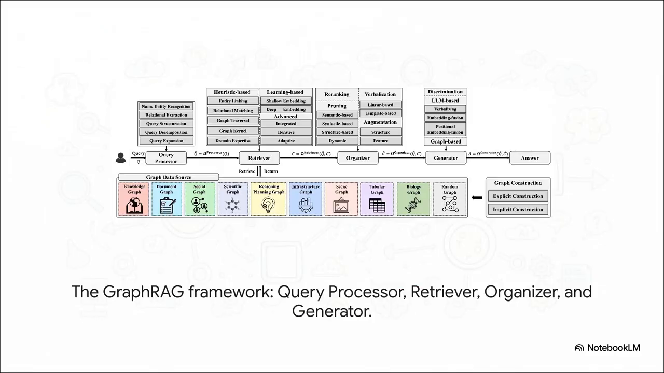Okay, let's peek under the hood and see how this thing actually works. This diagram shows the whole pipeline. So first, the query processor figures out what you're really asking. Then, the retriever doesn't just look for keywords, it actually travels through the graph, tracing paths and connections. After that, the organizer takes all those findings and puts them into a logical story. And then finally, the generator uses that organized information to give you a coherent, accurate answer. It's so much more sophisticated than just a simple search.